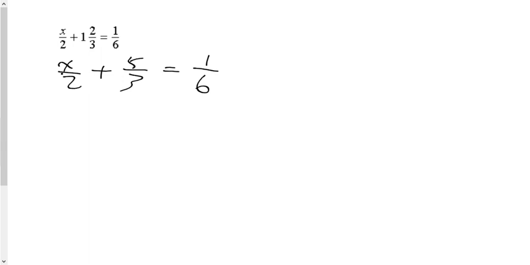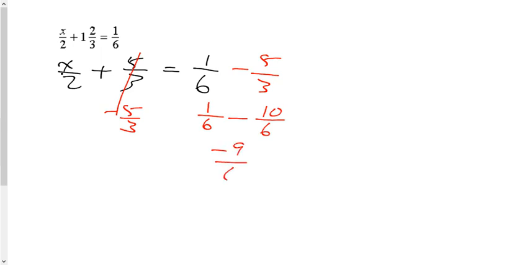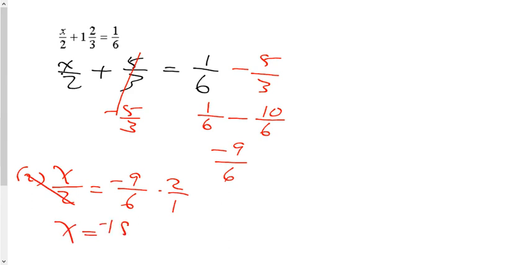Now, if you multiply both sides by 6, it becomes so easy. I'll subtract 5/3. So 1 over 6, take away 10 over 6, because that's the equivalent fraction, will be negative 9 over 6. So we have half of x is equal to negative 9 over 6. Then we're going to multiply by 2, and x will equal negative 18 over 6, which as a whole number is negative 3.